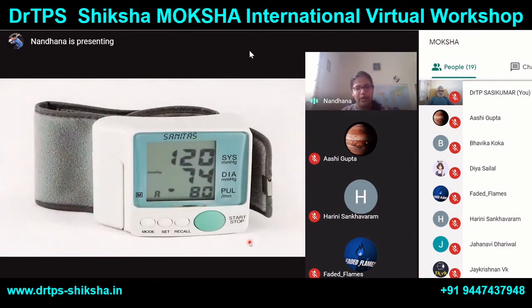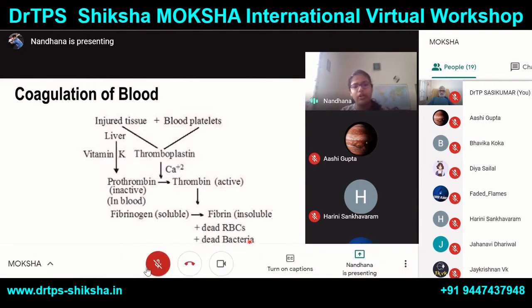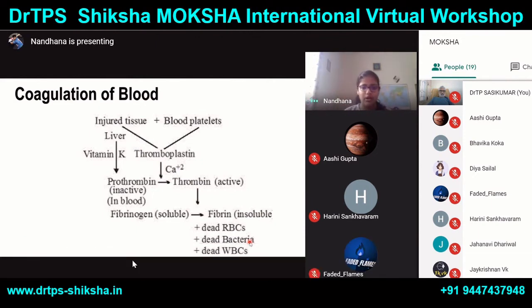This is a sphygmomanometer, which is used for the checking of blood pressure. And I'll be just skipping through this because I think I'm already running out of time. But coagulation of blood is nothing but clotting of blood. If you're injured, that is how the blood clots. There's something called thromboplastin in the blood platelets that helps in the clotting of blood.